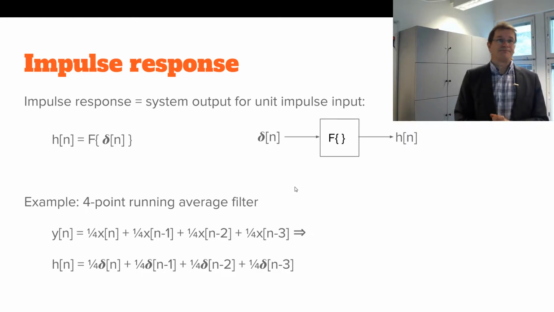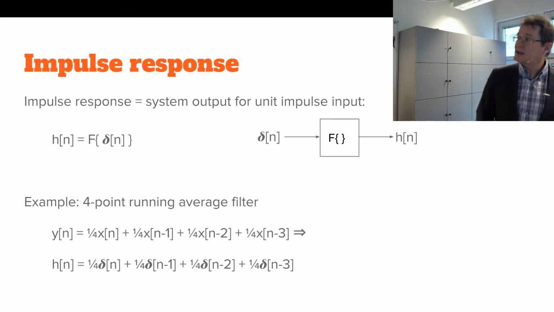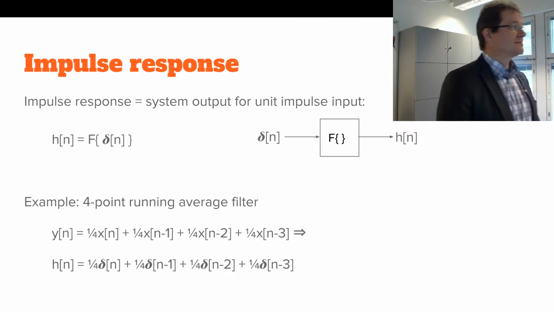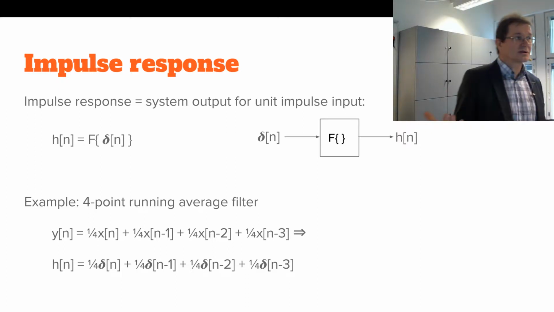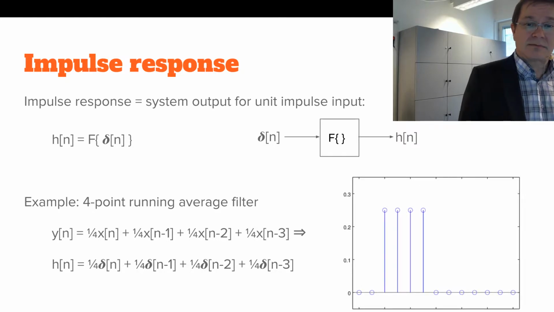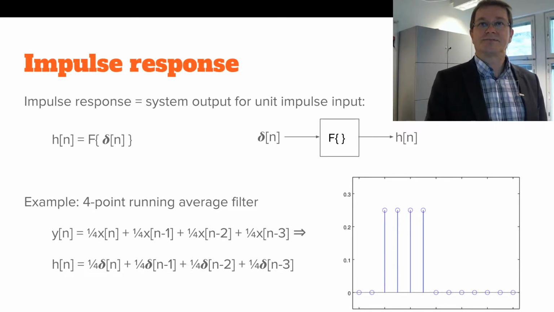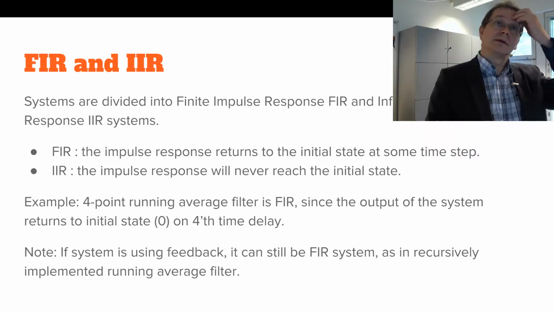So, for example, on the 4-point running average filter, you just replace the input x with the delta. And that's your impulse response. Very simple thing. And that's the graph of it.